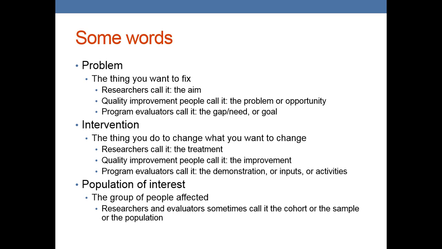Quality improvement people tend to call it the problem or the opportunity. Program evaluators tend to call it a gap or a need or a goal. So again, these are language differences among these three disciplines that can sometimes really slip us up when really they're talking about the same thing. What's the thing we need to fix?